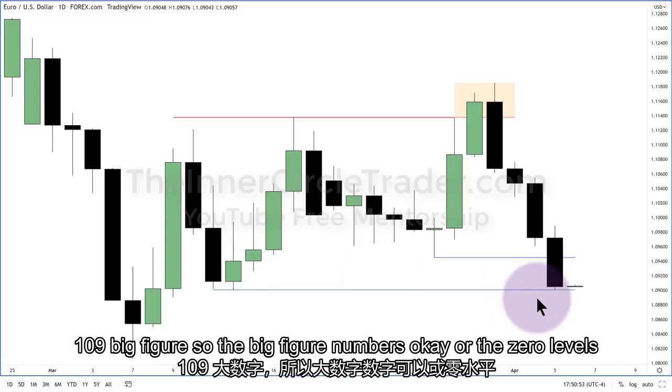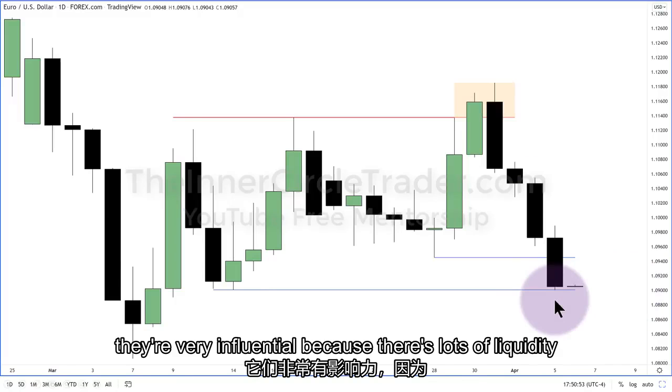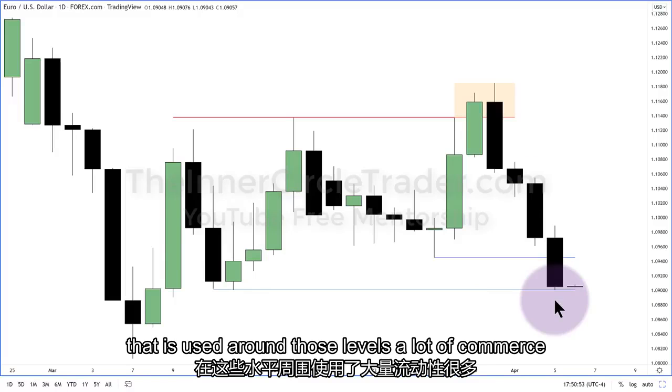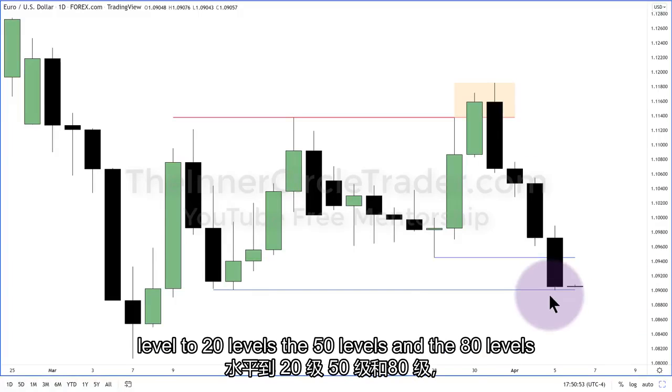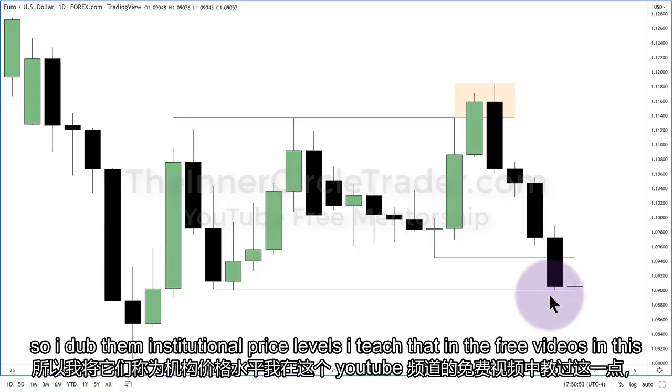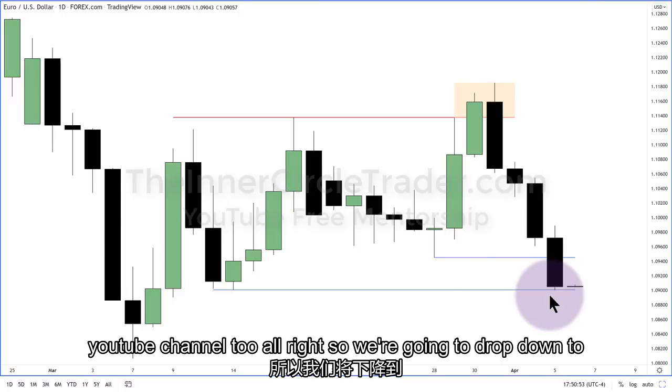109, big figure. So the big figure numbers, or the zero levels, are very influential because there's lots of liquidity used around those levels. A lot of commerce, a lot of business transactions come in around them just for the sake of simplicity: the 0 level, the 20 levels, the 50 levels, and the 80 levels. So I dub them institutional price levels. I teach that in the free videos on this YouTube channel too.